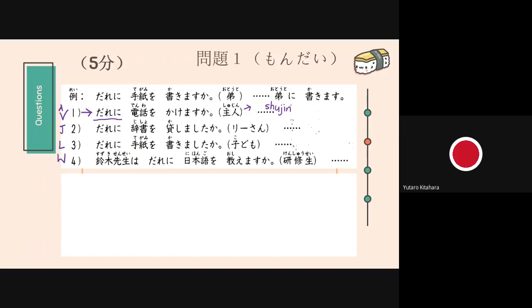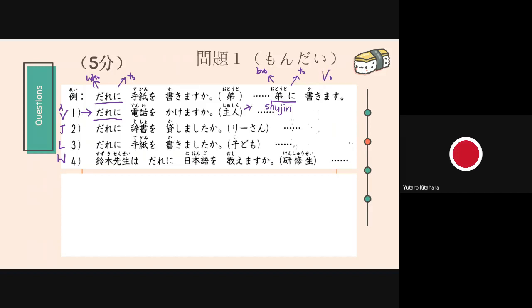Okay, the clue is the format. Look at the example. Sorry, I didn't read first. So, dare ni tegami wo kakimasu ka? You write letter to who? Okay, ni is to, that is who. So your format must be the same. Ototo ni, to brother. Okay, kakimasu, and then the verb, that's all.